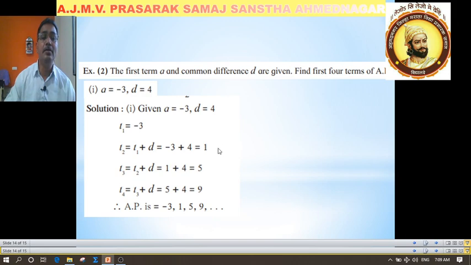If we add D again to the second term T2, we get T3 is equal to T2 plus D, 1 plus 4 is equal to 5. If we again add D is equal to 4 to the third term, we get the fourth term. So T4 is equal to T3 plus D, 5 plus 4 is equal to 9. So we get T1 is equal to minus 3, T2 is equal to 1, T3 is equal to 5, T4 is equal to 9. So the arithmetic progression is minus 3, 1, 5, 9 and so on.